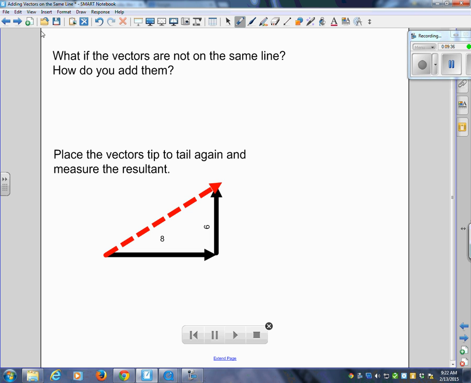But what if they're not in the same direction, Mr. Bennett? How do you add them? Here's how you do it.